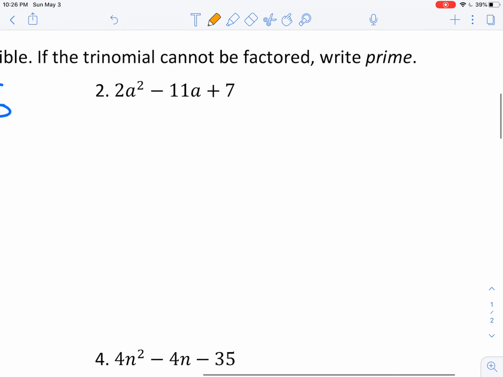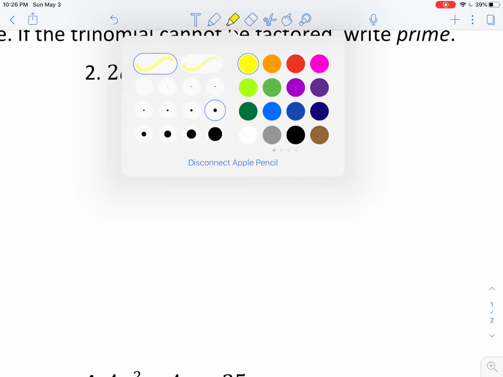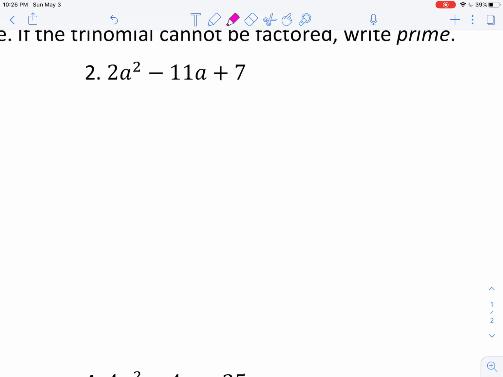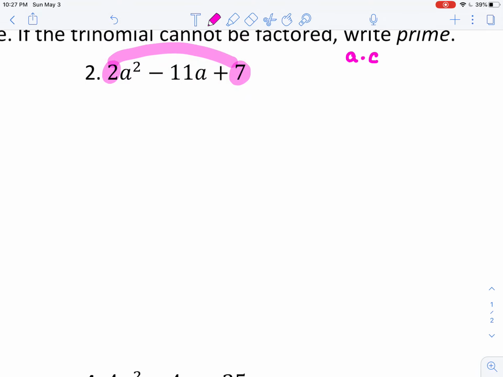Take a look at question number 2. So in question number 2, we have our trinomial. The leading coefficient, again, is not a 1. So we're going to start by multiplying our first term times our last term, A times C. So here, A times C is 2 times 7, or 14.